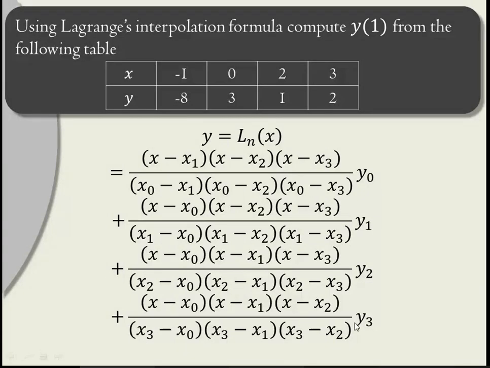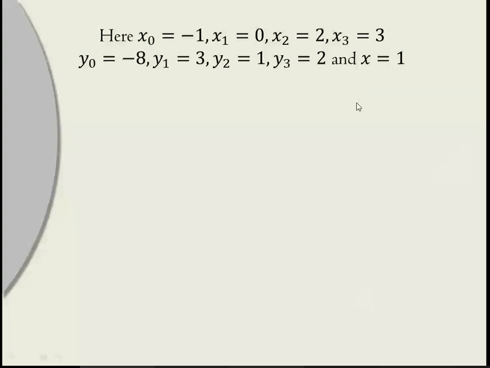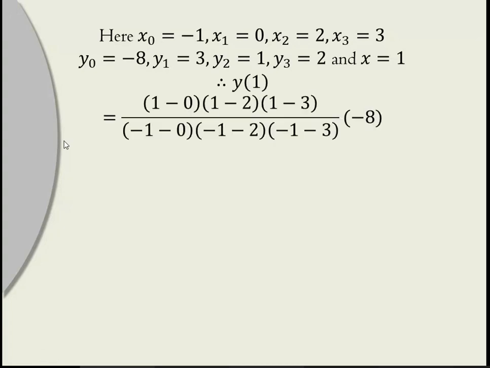Okay, now we want to find the value of y at 1. So this is the value of x. X is 1, x naught is -1, x1 is 0, x2 is 2, x3 is 3, and y naught is -8, y1 is 3, y2 is 1, and y3 is 2. Okay, so these are the values given in the table. Now put this value into the standard formula. Okay, we are taking x as 1 and now doing the substitution. Simple substitution is there. Take the subtraction, addition of the corresponding terms, and that gives us the answer.